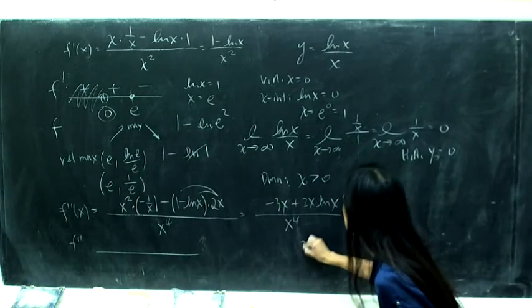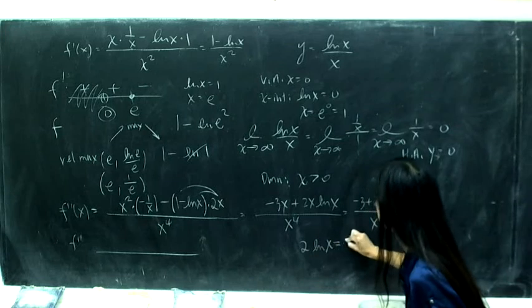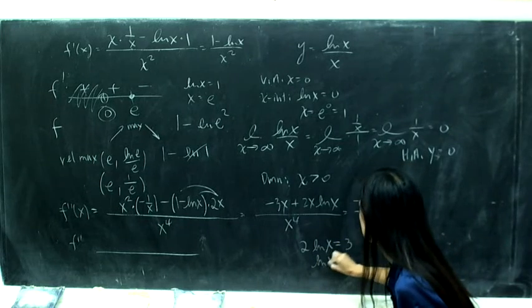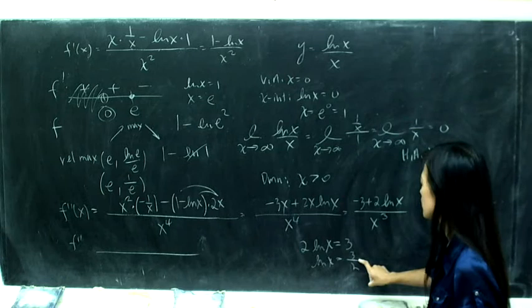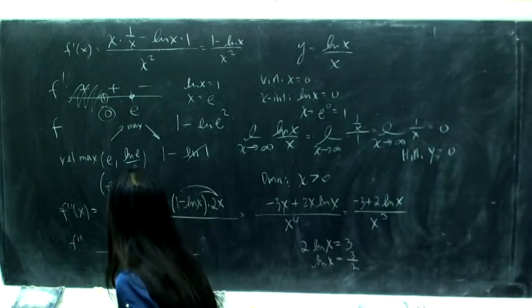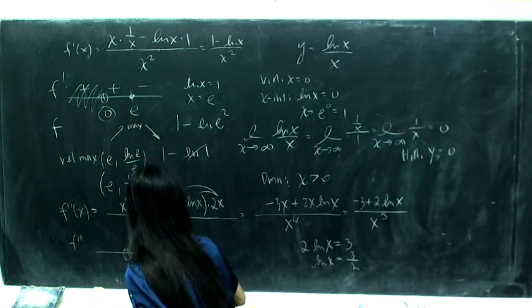This guy becomes 2 ln of x equals 3. So ln of x equals 3 halves. So it's e to the 3 halves. That's one of the zeros. So 0. And then e to the 3 halves.